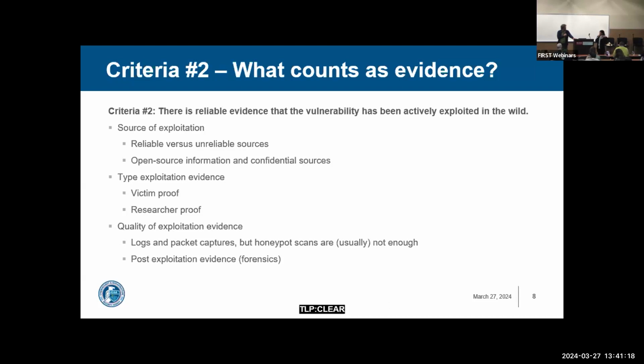Who in the room is familiar with the TLP color scheme? A lot. All right. If you're not familiar, TLP is Traffic Light Protocol: clear, green, amber plus strict, red. If anybody shares any information with us and fails to mark TLP, we will ask them almost immediately. And when anybody comes to us requesting that information, we always go to the source and say, hey, can we share this information?